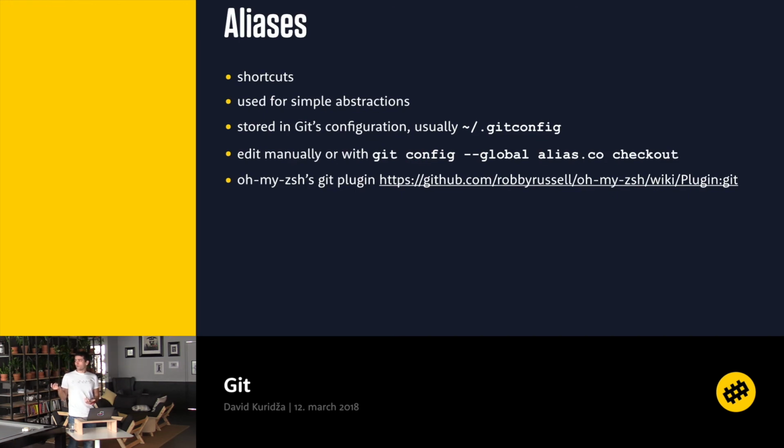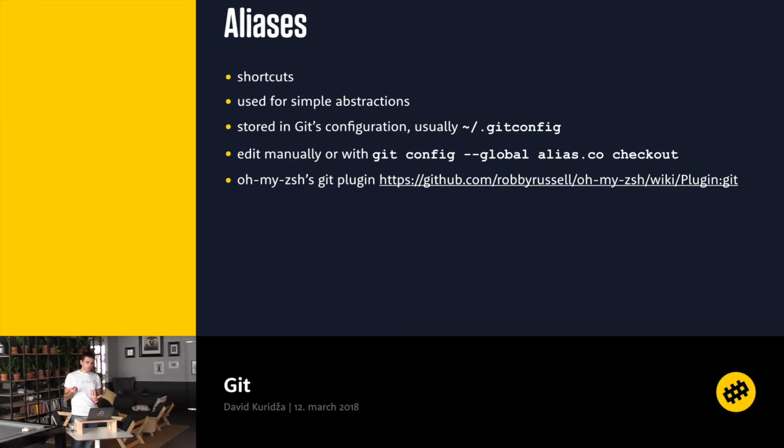If you're using Oh My Zsh, there's a Git plugin that has an extended list of aliases already defined and some functions as well. You can check it. You can check everything out on this wiki page.